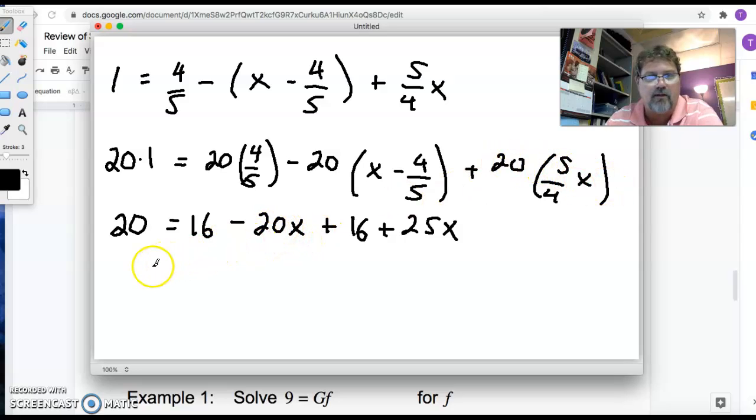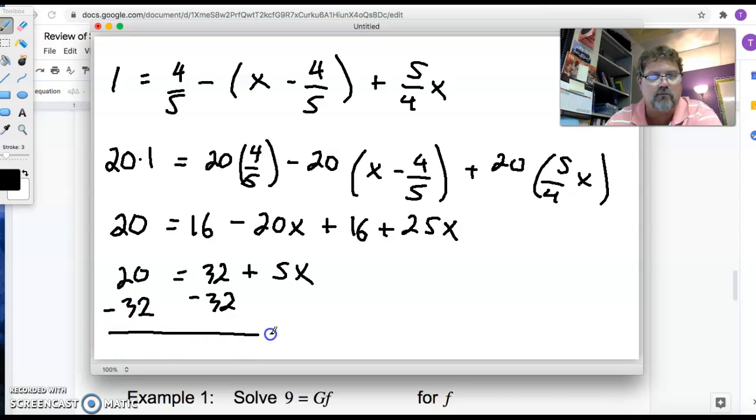All right, so we're going to collect some like terms now. So we got our 20 over here. And it looks like we can combine these two guys to get 32. You're 16. And negative 20 and 25 are 5x. And we'll subtract 32. And that's going to give me what, negative 12? And that's equal to 5x.